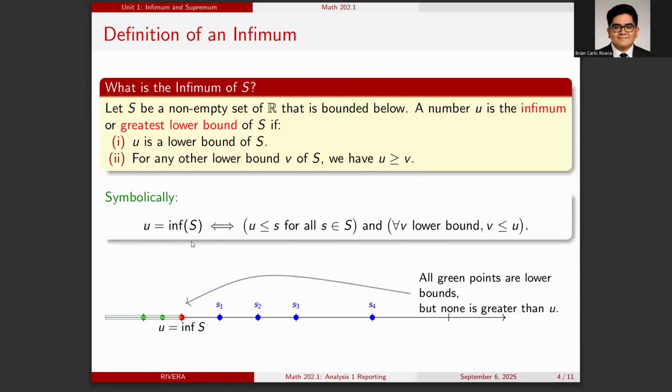Symbolically, in logic, if you want to remember this definition, you can write it as U is equal to the infimum of S if and only if, first, U is less than or equal to s for all s in S. That's the lower bound condition. And for all lower bounds V, V is less than or equal to U. In pictures, one can notice that all green points are lower bounds of the set S, but none are greater than U, meaning they are all on the left side of the number U. Okay?